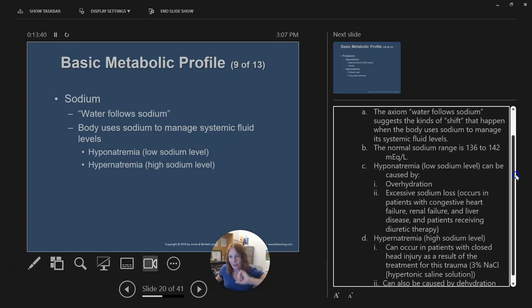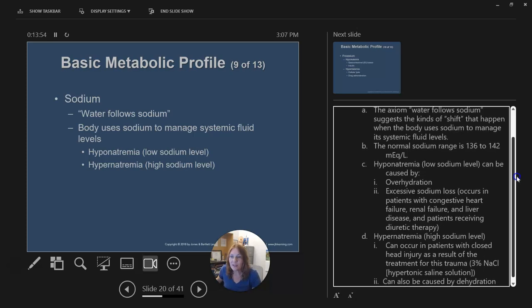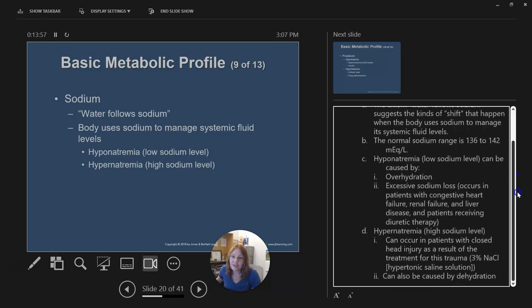Hyponatremia, hypo being low, our low sodium levels, can be caused by a multitude of things. More commonly it would be overhydration or excessive sodium loss, which could happen with our congestive heart failure patients, renal failure, liver disease, or patients that are on diuretics, our Lasix. Hypernatremia, hyper meaning high, high sodium levels, can occur in patients with closed head injuries as a result of the treatment for this trauma. Our 3% hypertonic saline solution can also cause it, and it can be caused from dehydration as well.